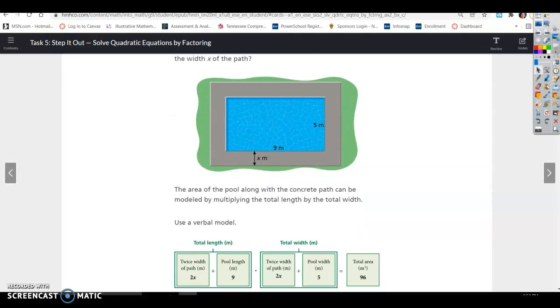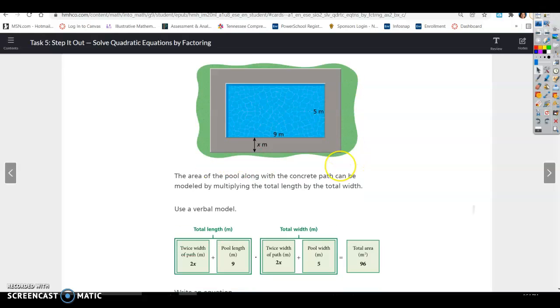All right, so here's a picture, and you can see here's the pool, and it does have a path of equal width all the way around the pool. The area of the pool along with the concrete path can be modeled by multiplying the total length by the total width. So area, length, times width.